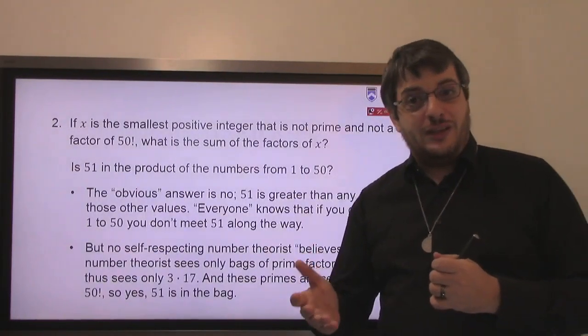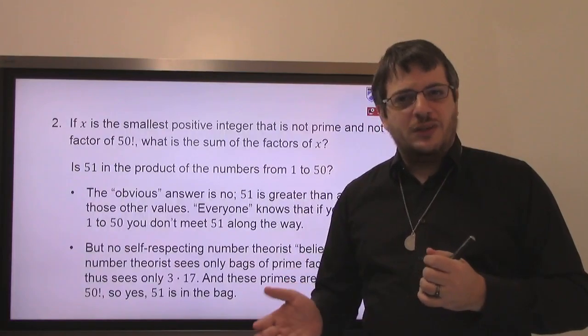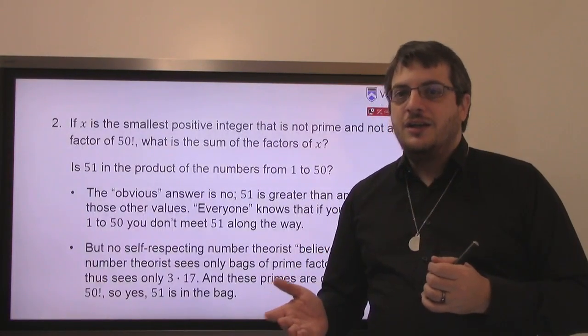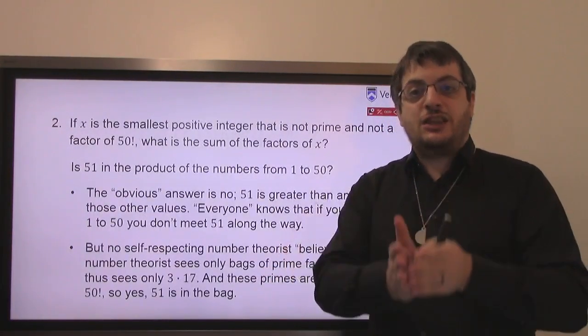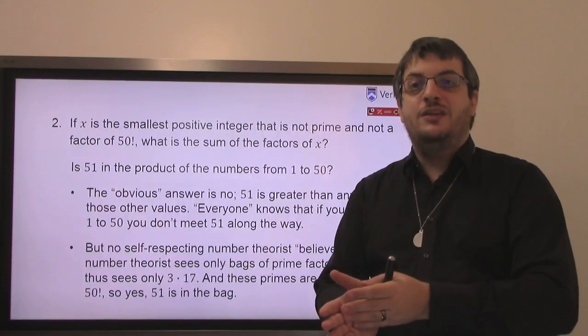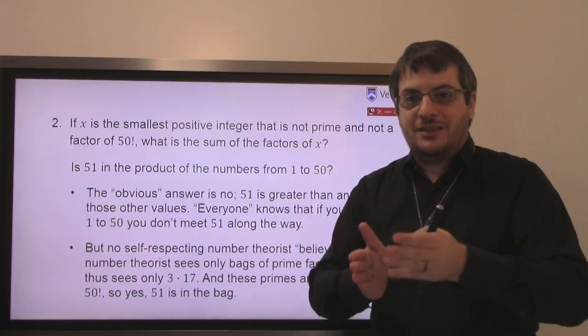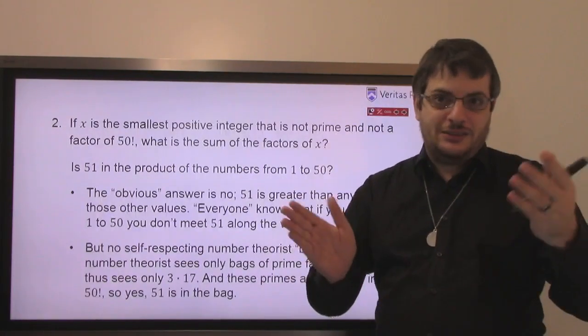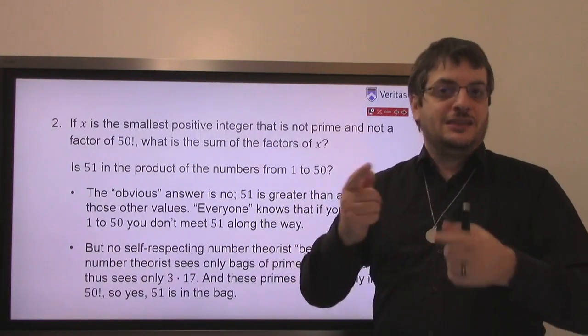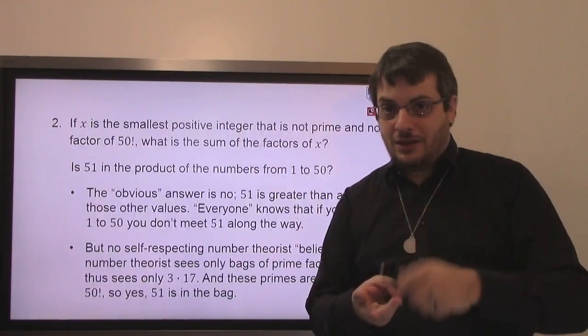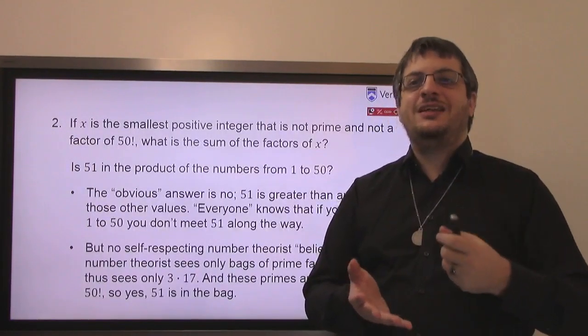And if you ask me, are a 3 and a 17 among the numbers from 1 to 50? Duh. Obviously, right? Yes, there's a 3 among the numbers from 1 to 50. Literally 3 is in that list. And there's a 17. Literally 17 is in that list. Plus, there's a lot more 3s and a lot more 17s. 6 has a 3, 9 has a 3, 9 has another 3, 12 has a 3, and on and on and on.